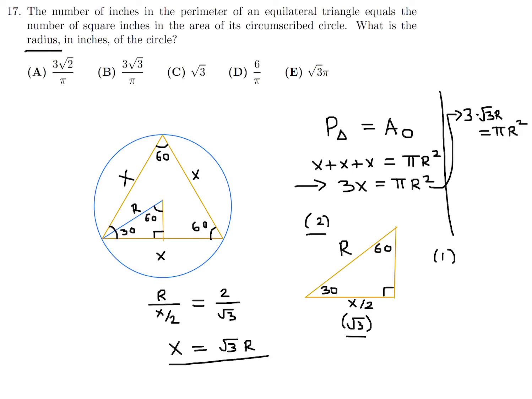Divide both sides by r and we'll get rid of an r on both sides, leaving just 3 root 3 r is equal to pi r. And then solve for r and you get 3 root 3 over pi. And that is the radius, 3 root 3 over pi. So number 17, the answer is B.